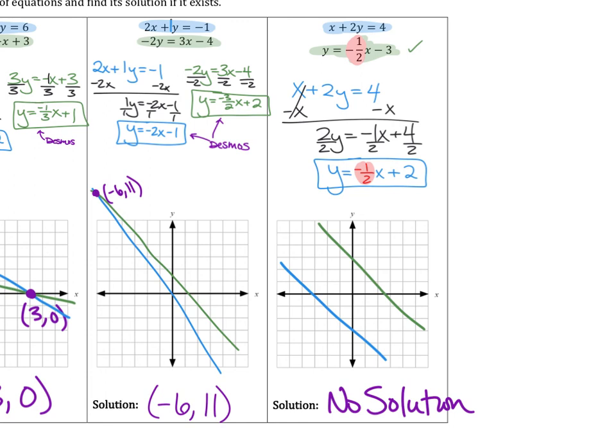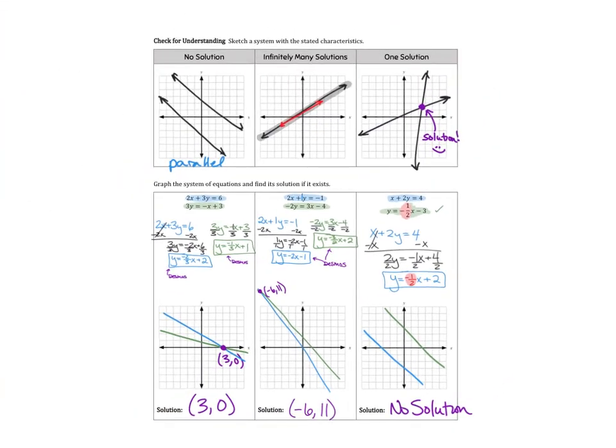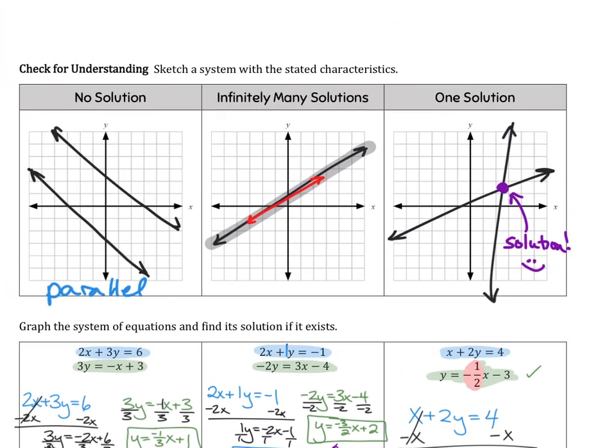Okay, I want to go back over the 3 types of solutions you're going to find in your systems, and then we're going to start working on our independent practice. We have 2 things for independent practice today. Looking up here, how do you show me with your arms what no solution looks like? Show me with your arms. No solution. Yeah, parallel lines.